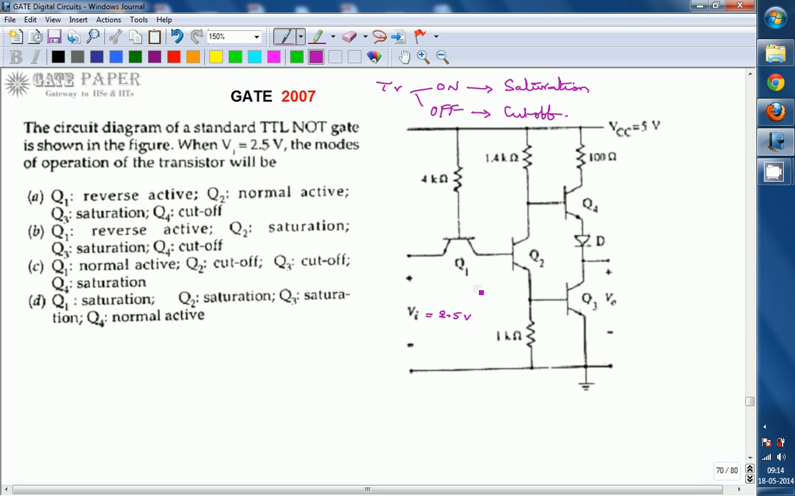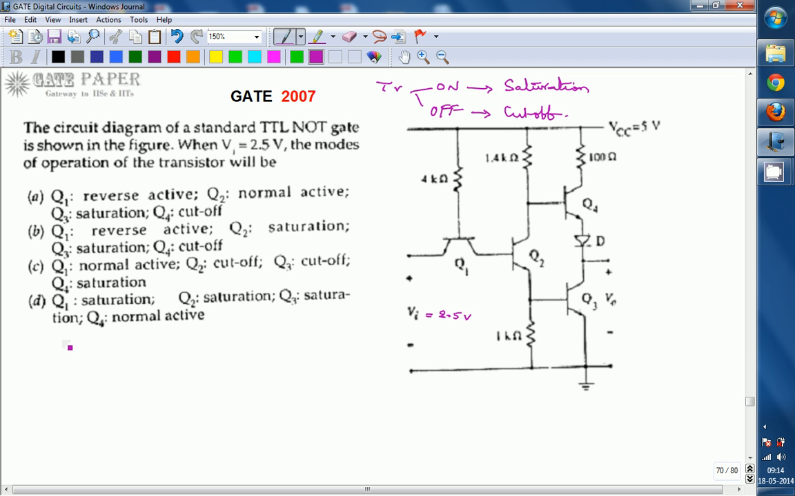By that time, a transistor in on condition will be in saturation, and a transistor in off condition will be in cutoff condition. Now we are going to check Q1. Whenever Vi is equal to 2.5 volts, what happens for this Q1 transistor? The meaning is whether you are applying logic 1 or logic 0 for this Q1.